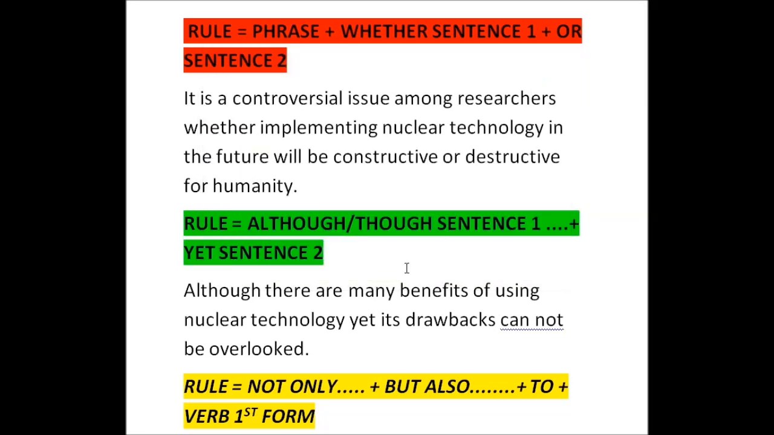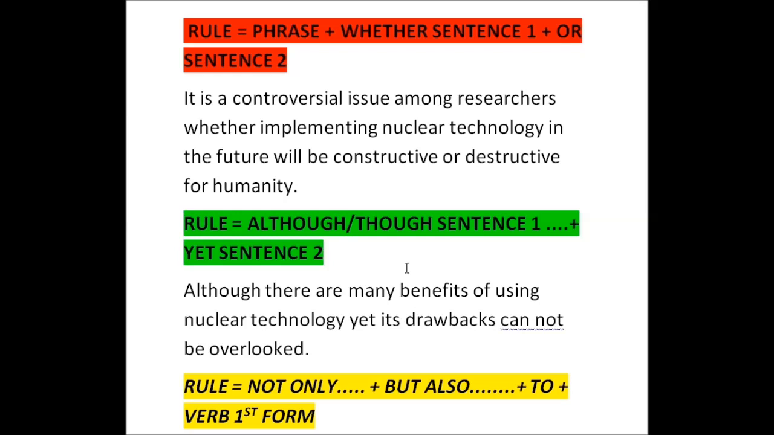The second sentence, how to use although and yet. For example, there is sentence: although there are many benefits of using nuclear technology, yet its drawbacks cannot be overlooked. Again, this can be used sometimes when the examiner asks in a topic to describe the advantages and disadvantages of nuclear technology. Sometimes they ask whether advantages overweigh the disadvantages. So you can use although and yet in your introduction. It can also be used in the conclusion if possible.